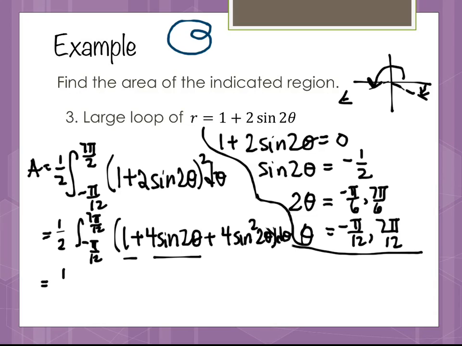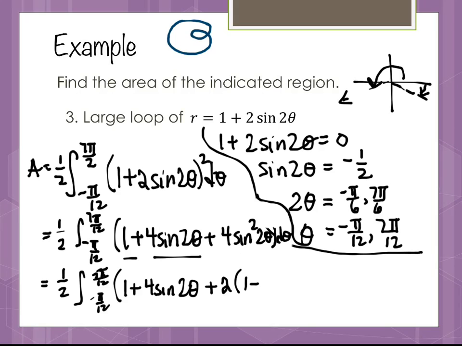Right, so we're going to have 1/2 still out here in front. Integral from negative pi 12ths to 7 pi 12ths. I've got 1 plus 4 sine of 2 theta. And then I've got a 4 in front, so when I change the sine squared into something over 2, it'll change that into a 2. Agreed? And then I've got 1 minus, what was it that you told me? Cosine 2 theta over 2. Right. And it's cosine of 2 theta because in the formula we had theta originally. It doubles the angle, so ours will be 4 theta exactly. And then d theta.